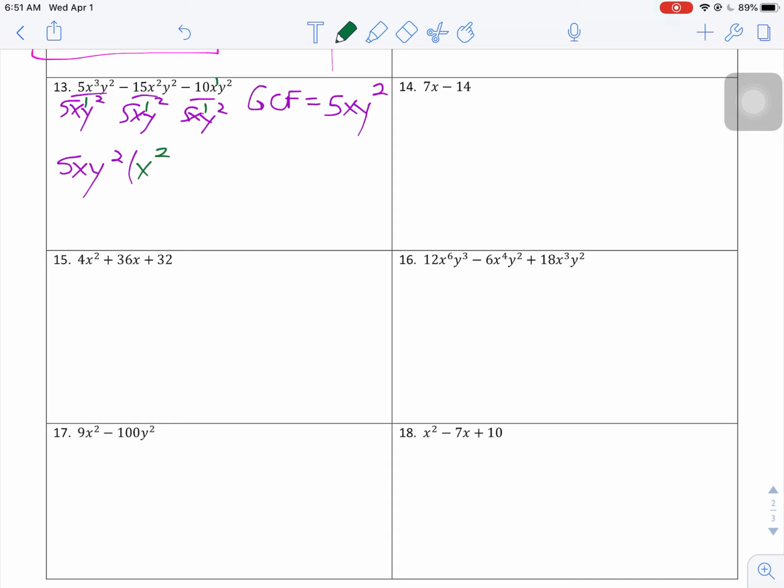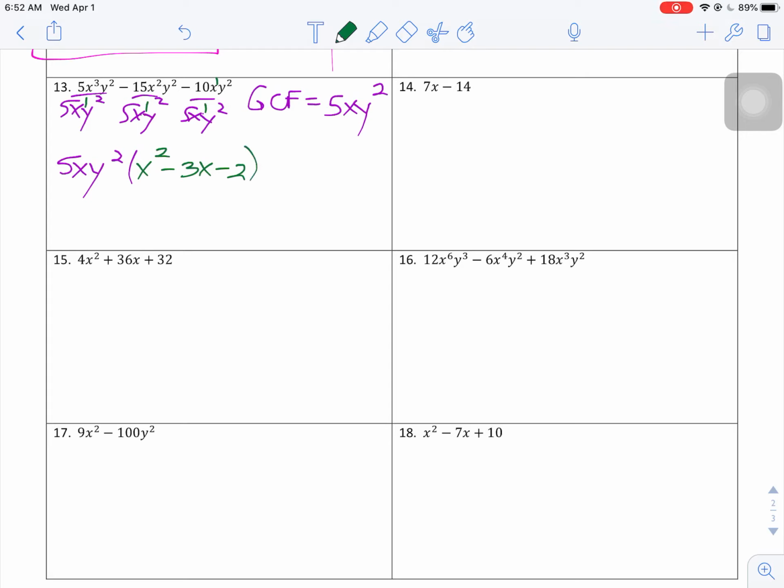Next term over, negative 15 divided by 5 is negative 3. X squared divided by x is x to the invisible 1, because 2 minus 1 is 1. Y squared divided by itself cancels out to 1. In the back, negative 10 divided by 5 is negative 2. X divided by itself cancels out. Y squared divided by itself cancels out.